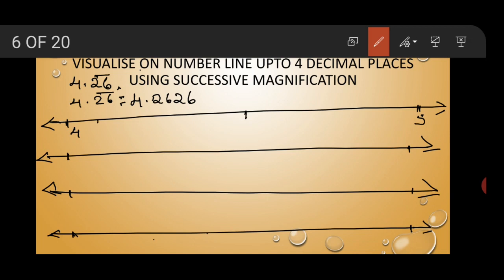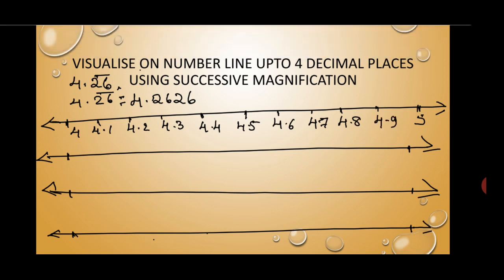Now what we have to do? Divide this number line into equal 10 parts, in this way. Now write down, this is 4.1, second point is 4.2, 4.3, 4.4, 4.5, 4.6, 4.7, 4.8, 4.9 in this way.